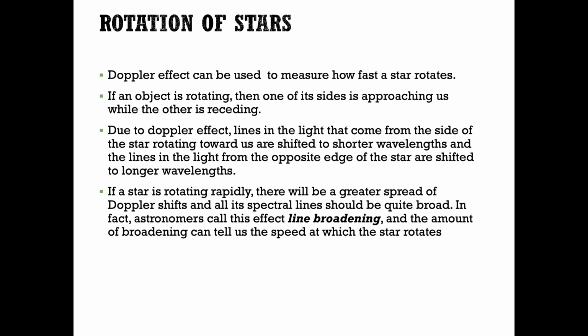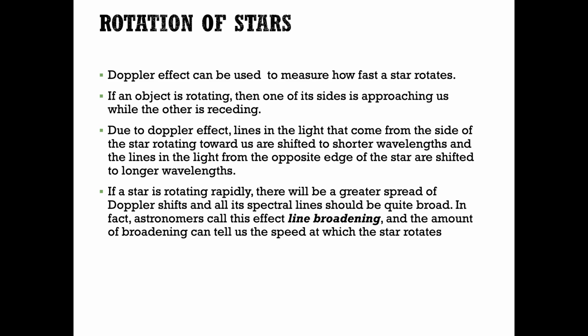Now, in astronomy, we use the Doppler effect in different places. Here we use the Doppler effect to get an idea about the rotation speed of a star. What actually happens is, due to the Doppler effect, the lines in the spectrum change. When you think about the rotation of a star, one side of the star will come towards you and the other side will move away from you. That is what actually happens.